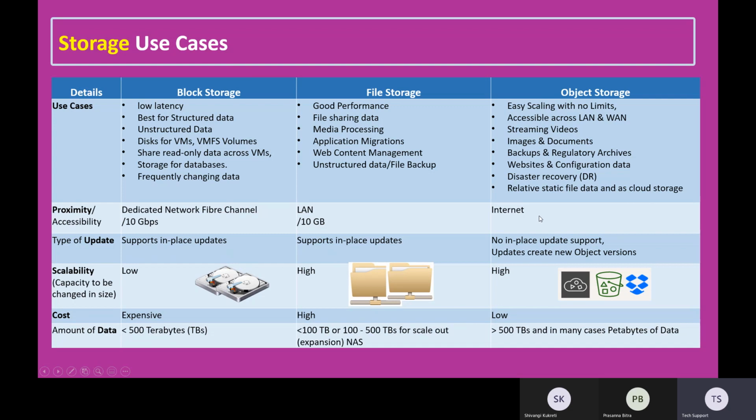For file storage, in our office environment, the recommended speed starts from 10 Gbps. And for object storage, accessibility is mainly through the internet only. It won't normally be accessed over an intranet; it will work only with internet sites.